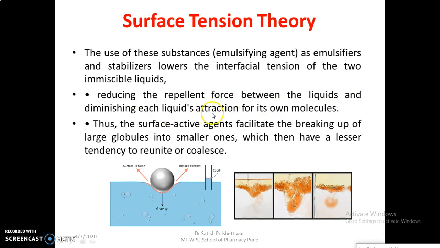Reducing the repellent force between the two liquids, diminishing each liquid's attraction for its own molecules. Thus, surface active agents facilitate the breaking of large globules into smaller ones, which then have a lesser tendency to reunite and coalesce. That is what we should learn, because you are going to reduce the surface tension of the particle by adding a proper surfactant. It could be an anionic, cationic, amphiphilic or non-ionic surfactant. But mostly non-ionic surfactants are useful because they are less toxic in nature, because we are administering through the internal route in case of O/W emulsion. In case of W/O, we can give it by external routes, as in cold cream.